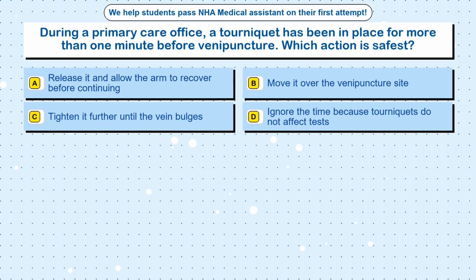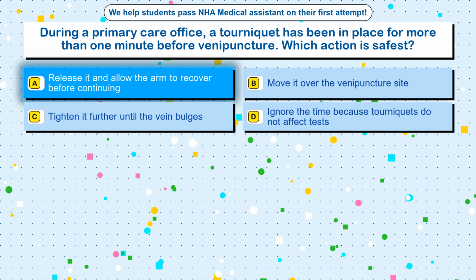Question 93. During a primary care office visit, a tourniquet has been in place for more than 1 minute before venipuncture. Which action is safest? Option A, release it and allow the arm to recover before continuing. Option B, move it over the venipuncture site. Option C, tighten it further until the vein bulges. Option D, ignore the time because tourniquets do not affect tests. The correct answer is option A.